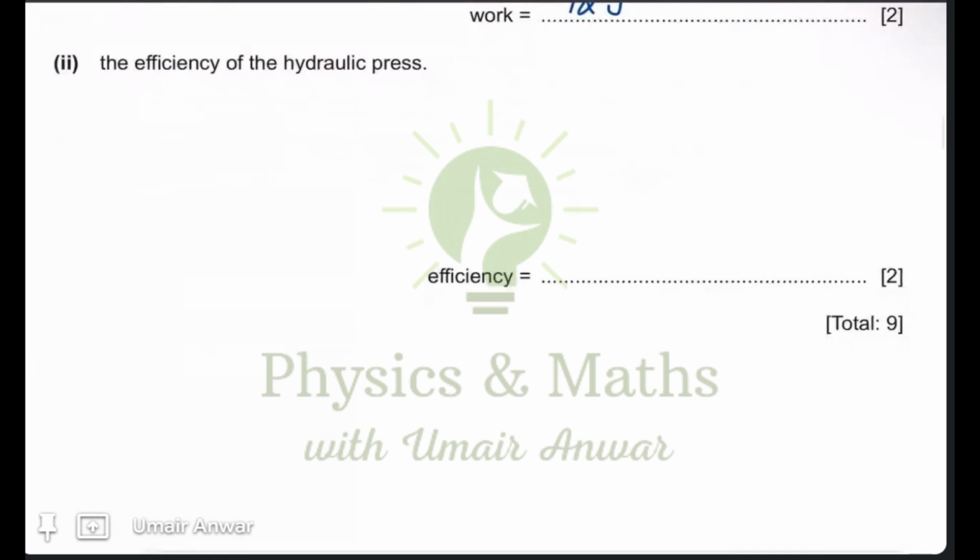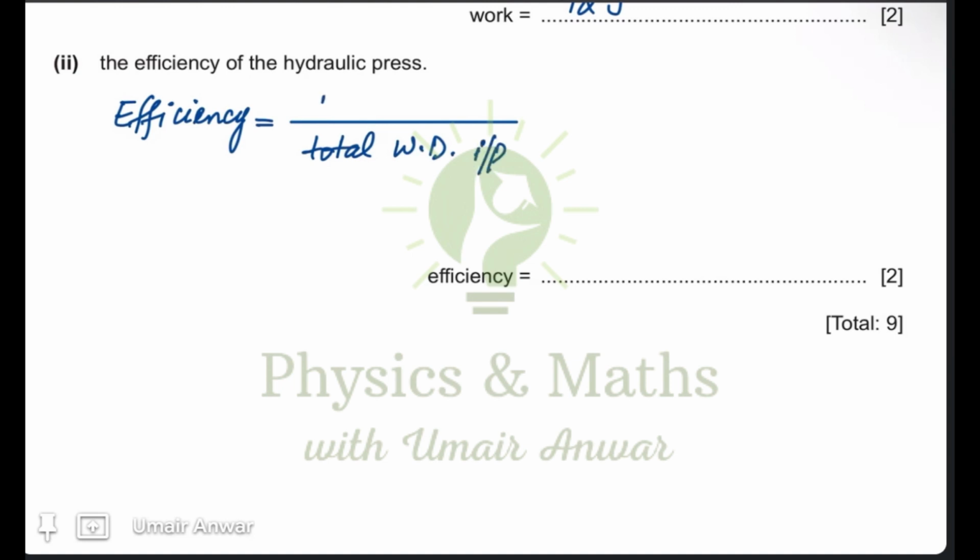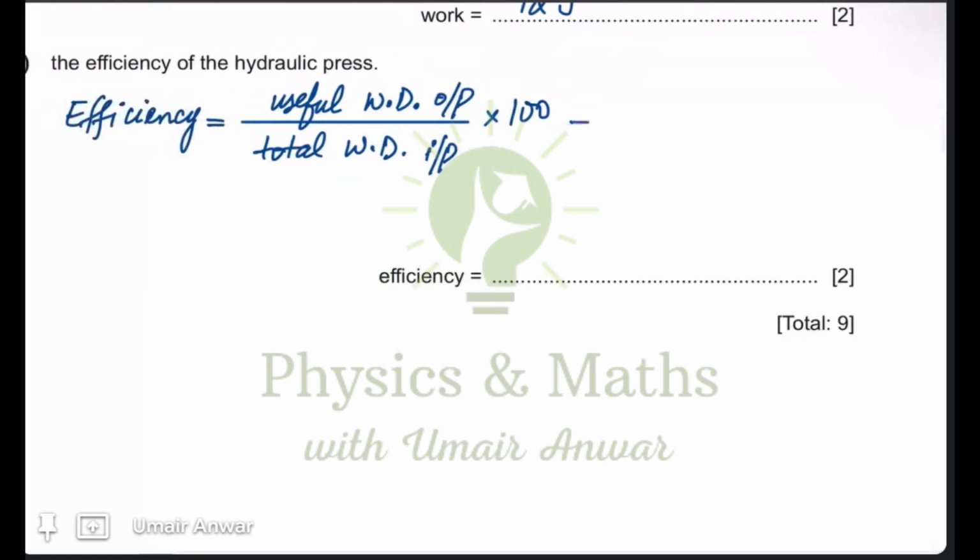Second part, the efficiency of the hydraulic press. Efficiency is calculated using the formula total work done output, or useful work done or energy output, divided by the total work done input, multiplied by 100 so that we can give the answer in percentage.